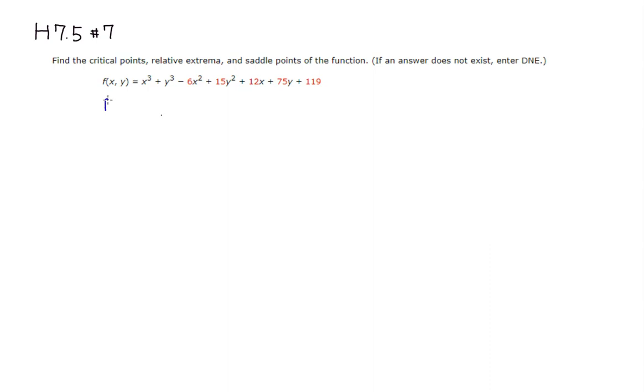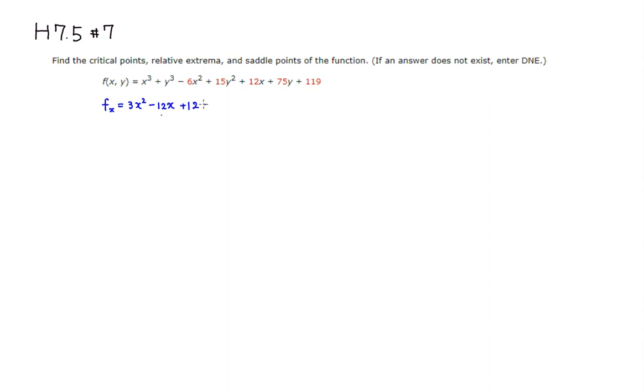So we take the partial with respect to x, which would be: partial of x cubed is 3x squared. Partial of y cubed with respect to x is 0. And partial of negative 6x squared would be negative 6 times 2, 12x. And the partial of that is 0. Partial of 12x with respect to x is 12. And the partial of these is 0 with respect to x.